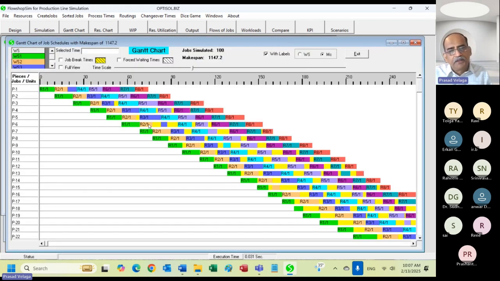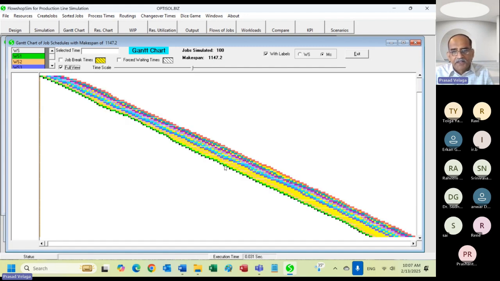How the pieces flow: because of the random variation in cycle times, the pieces will be waiting like this. And I can show the full view. So you can see the flow of every piece in the chart. Similarly, you can see the resource chart.